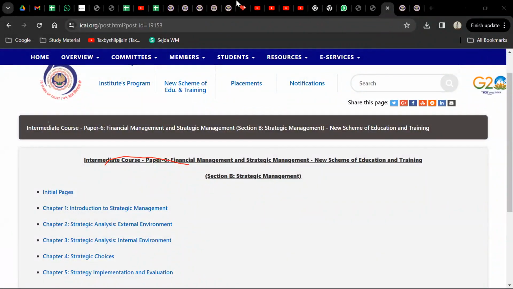100 students are there in the class. I cannot take all the students' names individually. And trust me, if I want to guide you individually, we'll have to create a separate batch. Batch means where I can talk individually to each and every single student so that each and every single student could secure exemption in this particular paper. Is that clear, everyone?